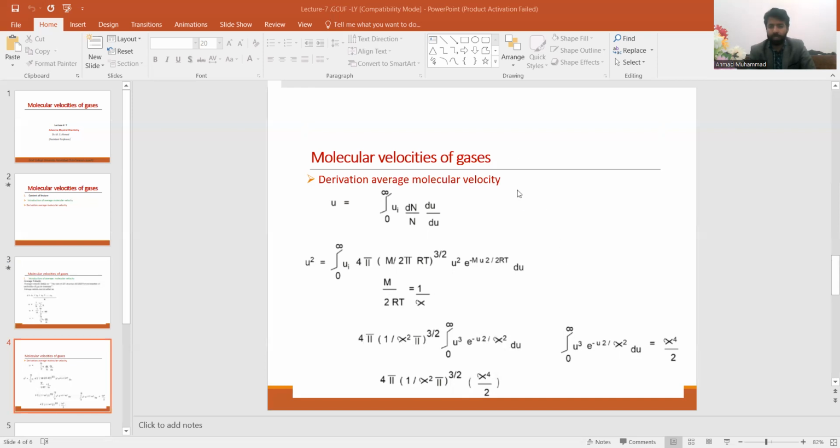Then we have the integration of u power 3 e power minus u square over alpha square du, which is equal to alpha power 4 by 2. Then we put this relation into the integration, and the equation becomes 4 pi, 1 over alpha square, pi to the power 3 by 2, into alpha power 4 by 2.